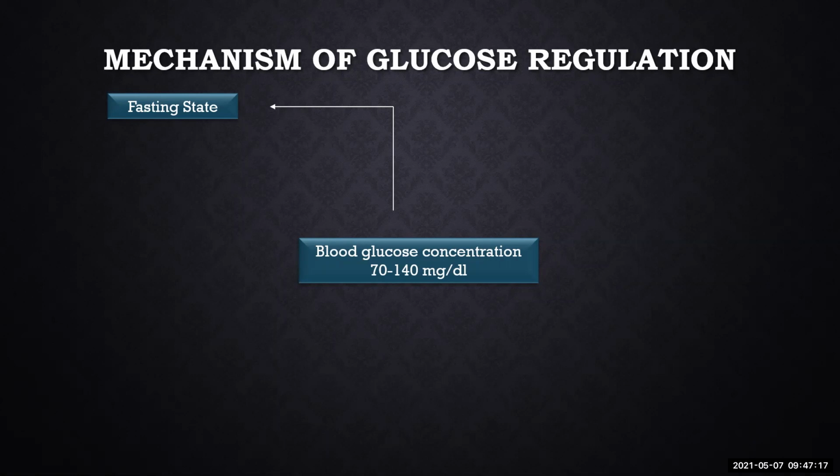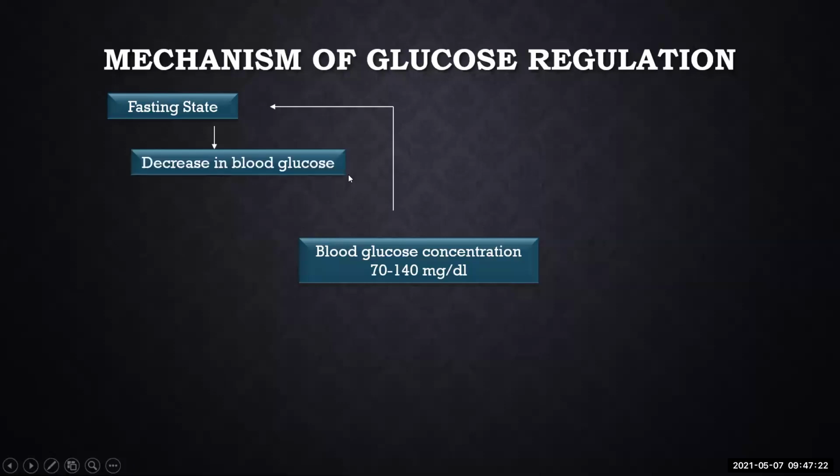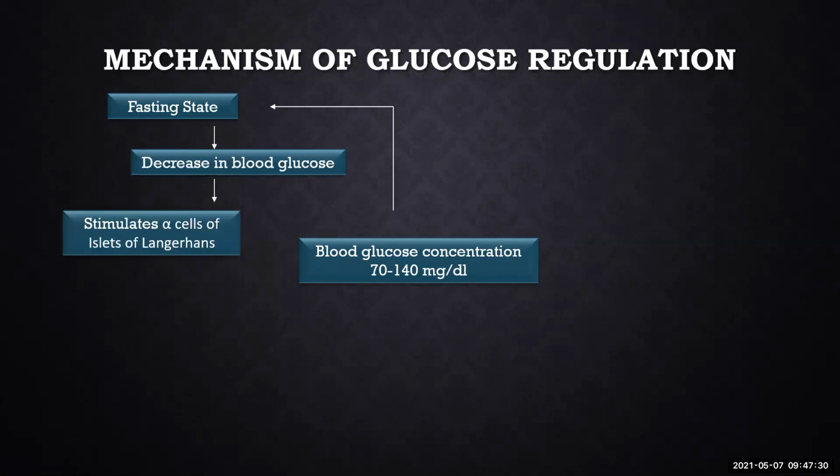So when it goes below 70 milligram per dL, which is indicated by a decrease in blood glucose level, it acts as a stimulant for alpha cells of islets of Langerhans. The islets of Langerhans are groups of tissues present within the pancreas, and these islets are responsible for synthesis of two important hormones related to glucose metabolism. There are alpha and beta cells.